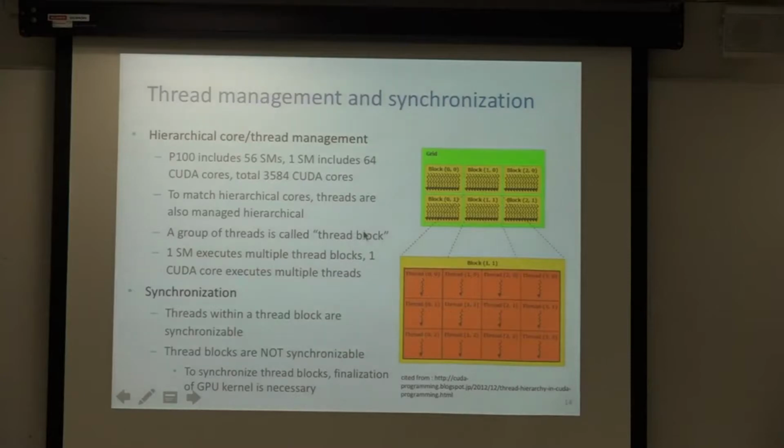So the third characteristic is hierarchical thread management. P100 has 56 streaming multiprocessors, and one streaming multiprocessor has 64 CUDA cores. So P100 has 3,584 CUDA cores in total. To match this, thread management is also hierarchical, like this figure.